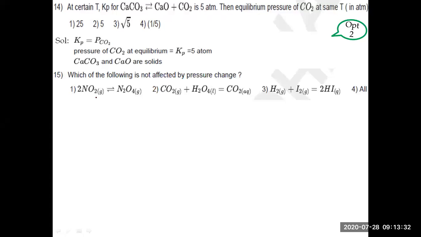15. Which of the following is not affected by pressure change? Option C. 3. Why? Because equal number of moles are there. Because 2 moles of reactants, 2 moles of products. When volumes are equal, then pressure will not have any effect.